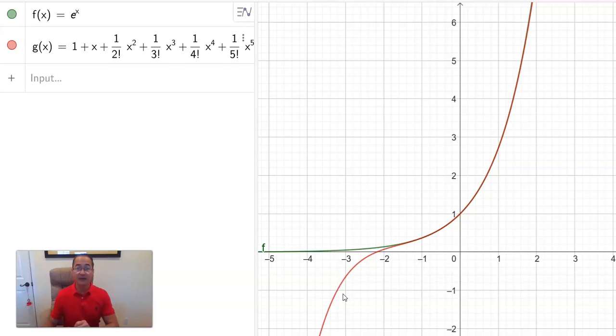Okay, so our next job now is to convince you that if you take the power series, where you keep going, x to the 6 over 6 factorial, x to the 7 over 7 factorial, and so on, that power series not only will converge, but at every number x, this power series will converge to e to the x. Let's go back to our PDF.